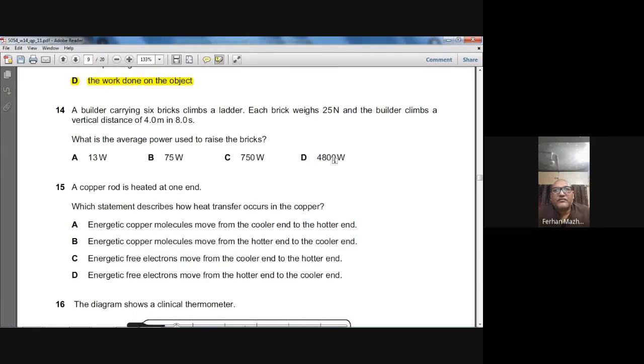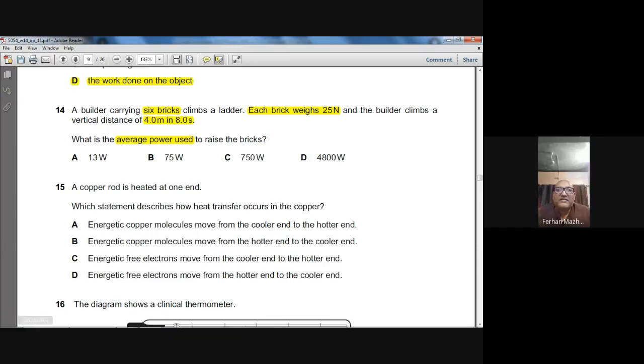A builder carrying 6 bricks climbs a ladder. So he's talking about how many bricks? 6 bricks. Each brick weighs 25 Newton, and the builder climbs a vertical distance of 4 meter in 8 seconds. What is the average power used? Okay, so the power will be equal to the work done divided by time, and the work done will be weight multiplied by height, and you divide it by the time, you get the power.